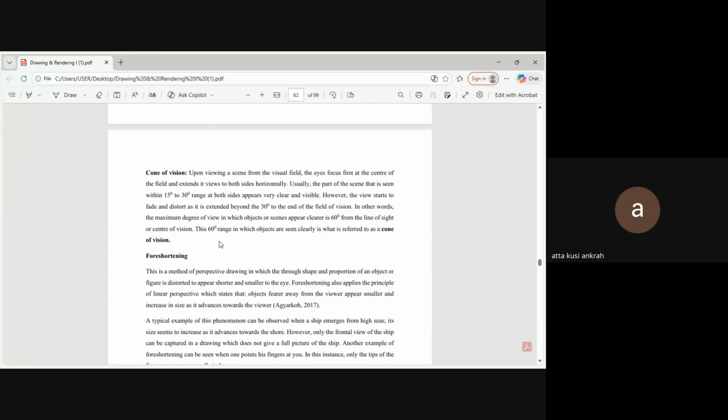Now, cone of vision. Upon viewing a scene from the visual field, the eye focuses first at the center of the field and extends its view to both sides horizontally.